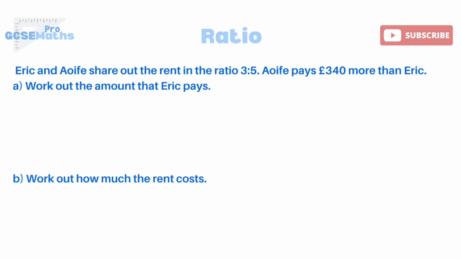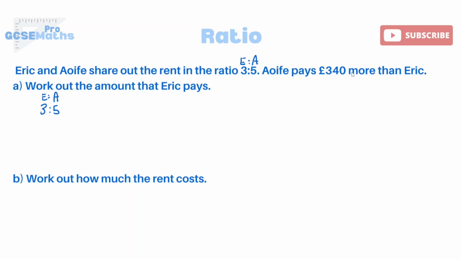Okay, so Eric and Aoife share out the rent in the ratio 3 to 5, so that's E and A. Aoife pays £340 more than Eric, so again, we've got a difference. First of all, for part A, we need to work out the amount that Eric pays in terms of rent. So we're going to do exactly the same thing. Let's have a look at it over here. We've got 3 to 5 for Eric and Aoife.